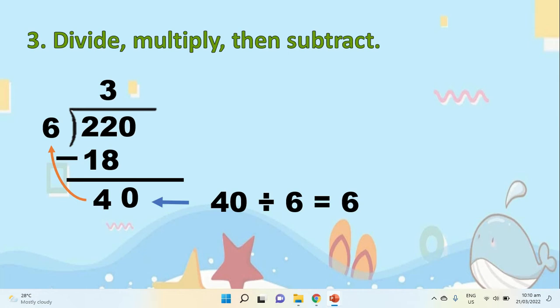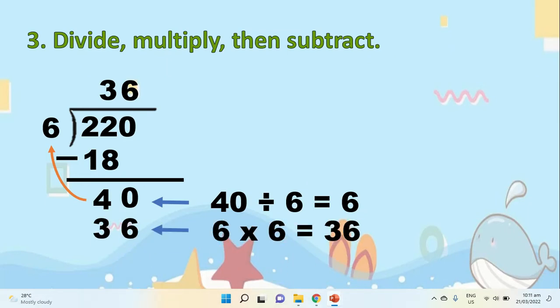Okay, very good, grade 1 Dalton. 40 divided by... grade 2 Newton, I'm so sorry. So 40 divided by 6 is equal to 6. So now after dividing, multiply. So 6 times 6 is equal to 36. So you will put your answer here, 36.